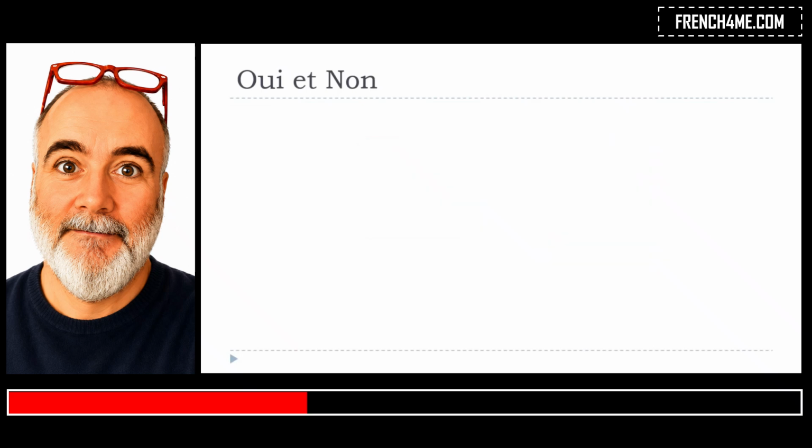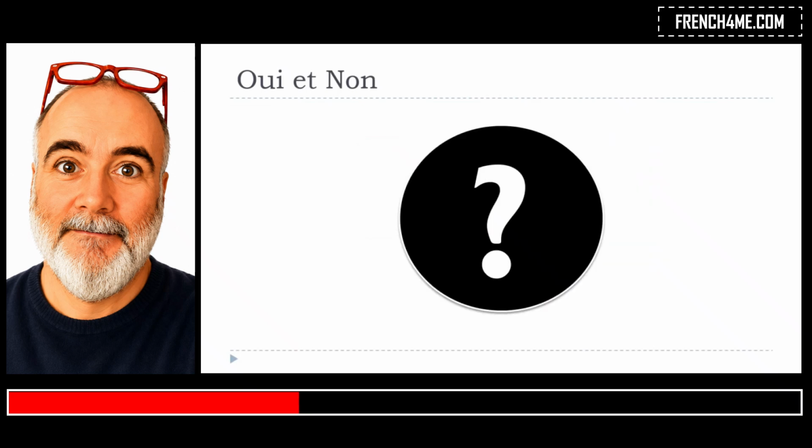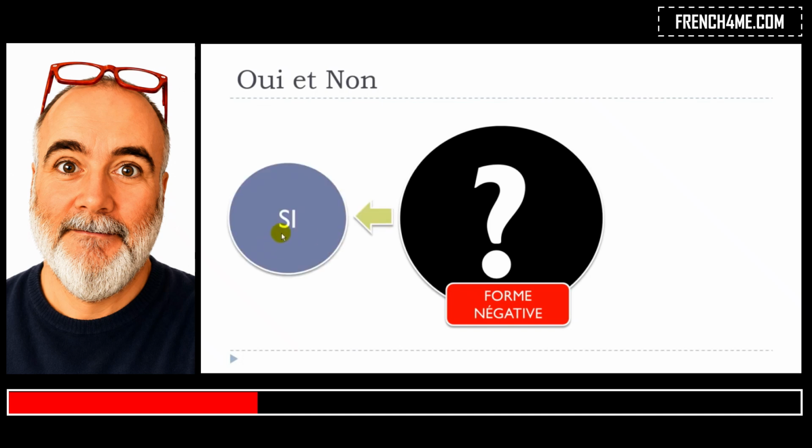Let's see now how it will work if we have a question, but if this question is in the negative form. Okay? Because in that case, it's somehow a bit tricky, because strangely, for the affirmative answer, it won't be oui, but it will become si. And then for the negative, it will be exactly the same. It will be non. Okay, so keep in mind, if you get a question, but then this question is in the negative form, then instead of using oui, you will use si, but then non will be the same.